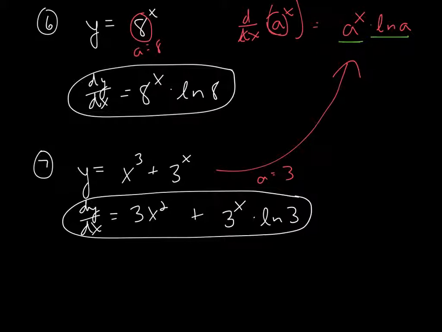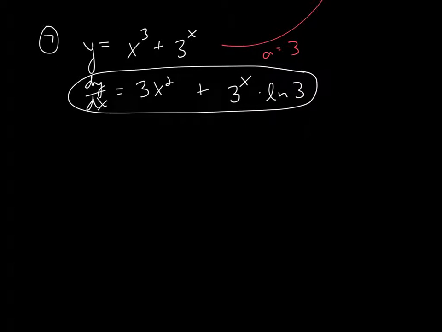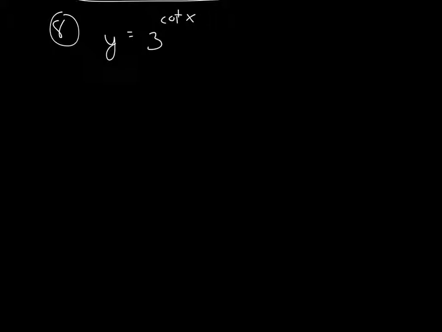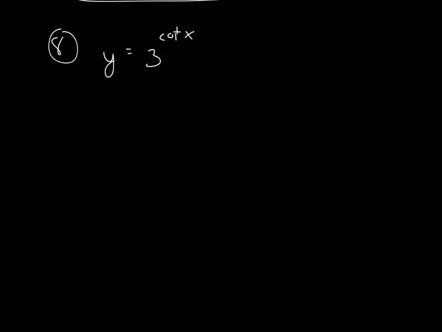And let's look at one where we are going to need the chain rule. So what if I have something like y equals 3? We'll keep the base 3, but make it look different. So now my exponent is something crazy looking, definitely not just a simple x. So y equals 3 to the cotangent x power. That is an ugly function.